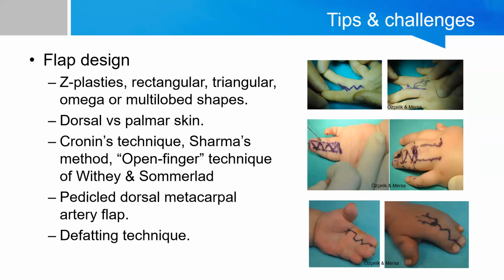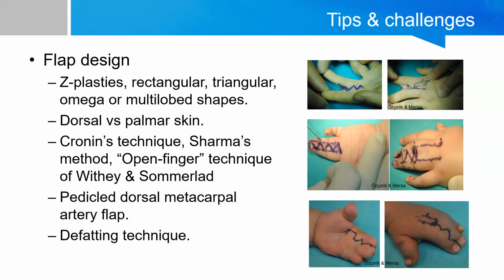Flap design has been evolving through the past 100 years. In the 19th century, it was simply cutting the web space using scissors while the baby was in the nursery. Then Cronin's technique started to evolve in the early 20th century by simply splitting the fingers under GA, and that had its own complications. So Z-plasties, rectangular, triangular, omega, and multi-lobed flaps have all been advised.